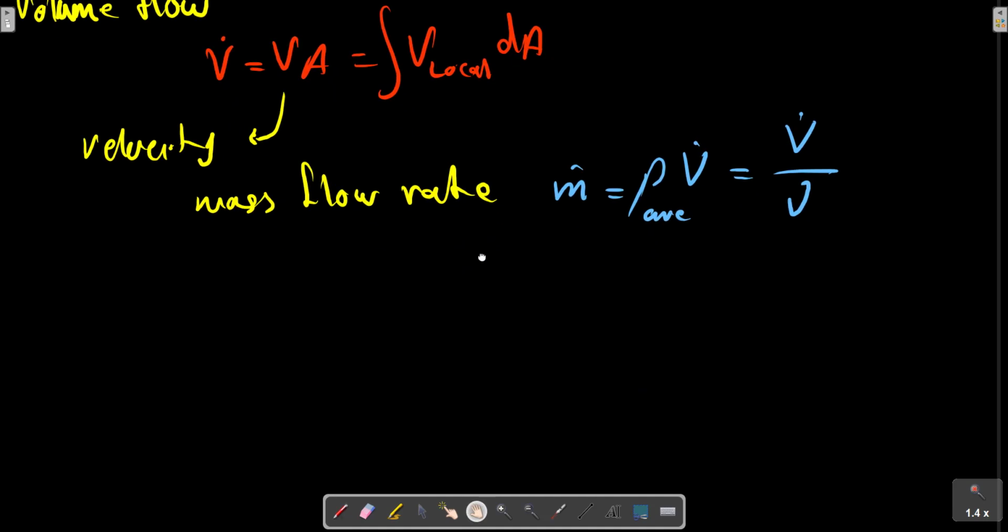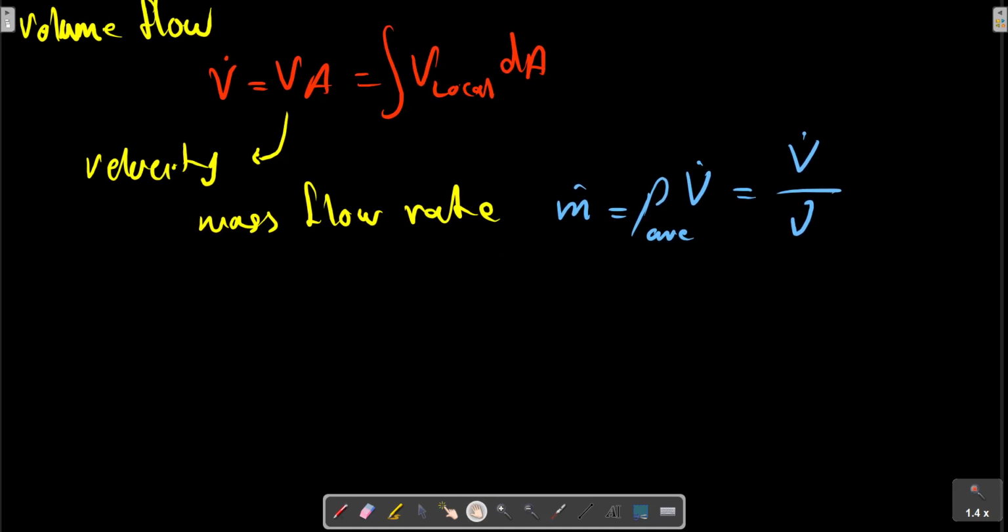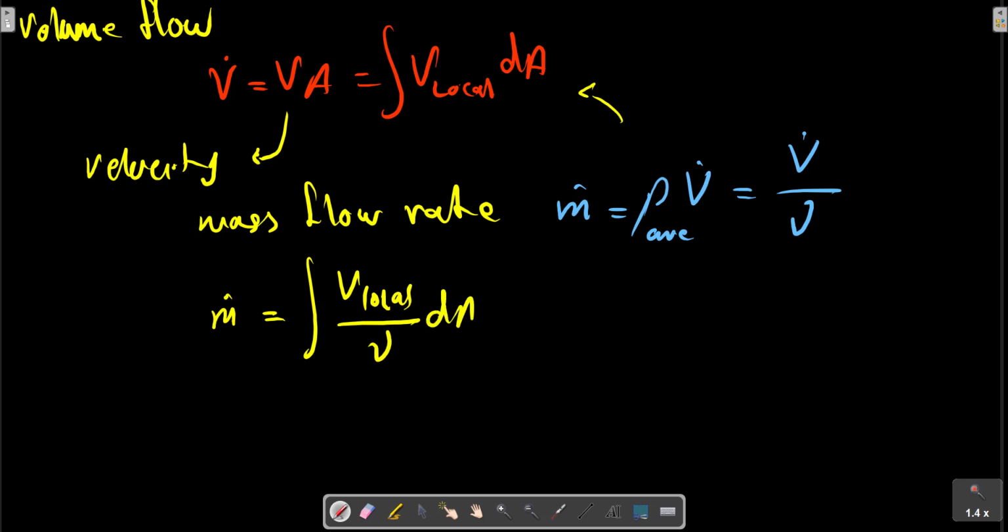And the mass flow rate can also be replaced by this relation. We can obtain the mass flow rate, m dot, as the integration of the local velocity V times dA over the area, where often the average velocity is used.